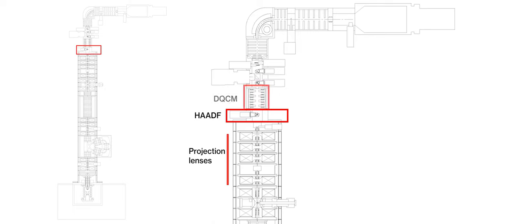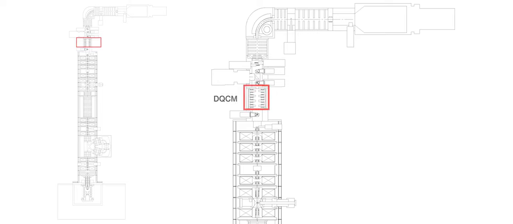If you change the module, which is called DQCM, it won't affect the collection angle of HAADF. So when you change DQCM setting for EELS or CCD or tuning mode, it doesn't affect HAADF. So you can always have a well-defined collection angle for HAADF in EELS mode, tuning mode, and other modes, because they're only defined by these four projector lenses.